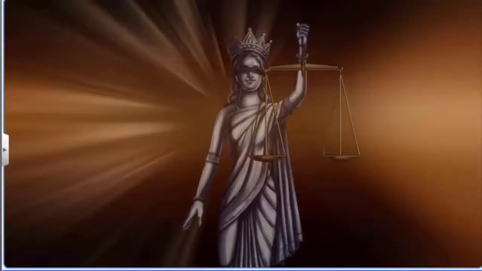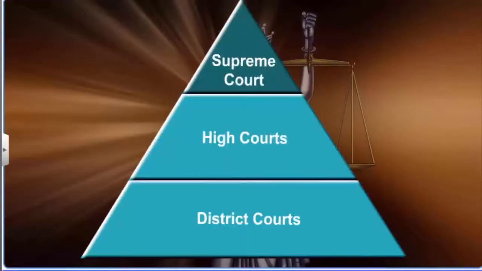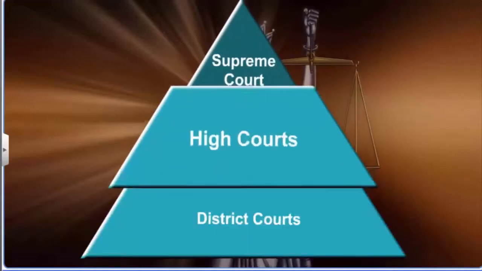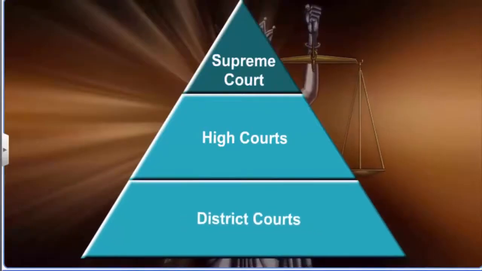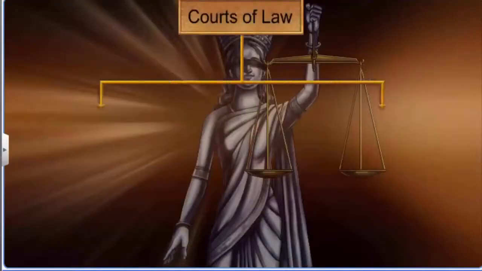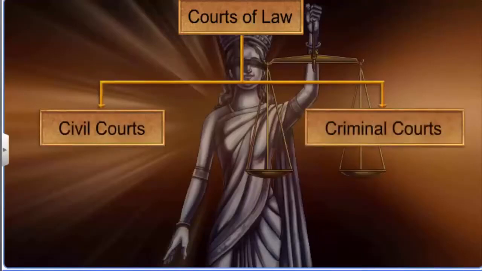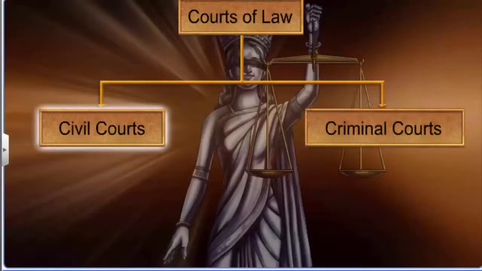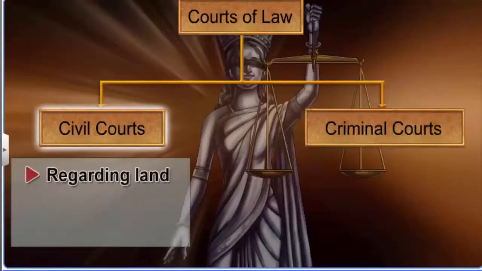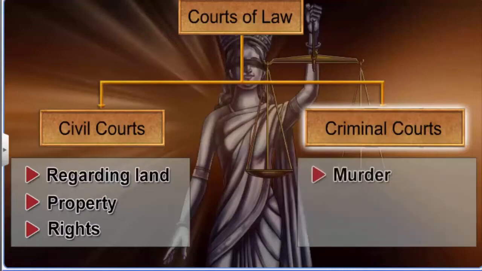The judiciary includes all the courts at different levels in a country. The Indian judiciary is an independent judiciary that consists of the Supreme Court, High Courts, and District Courts. The Indian courts of law are further divided into two groups: civil courts and criminal courts. The civil courts deal with general disputes regarding land, property, and rights. The criminal courts deal with cases of murder, riot, and looting.